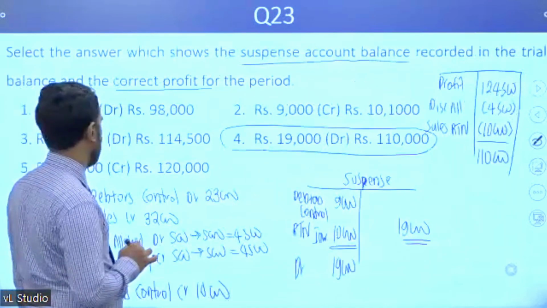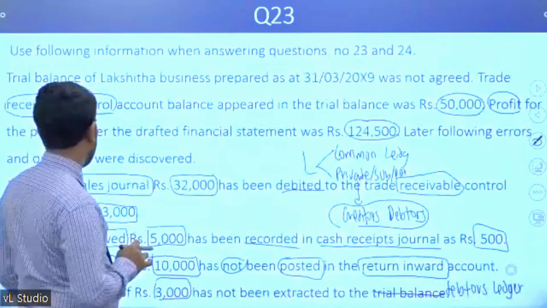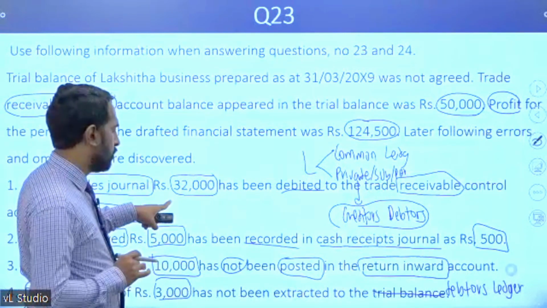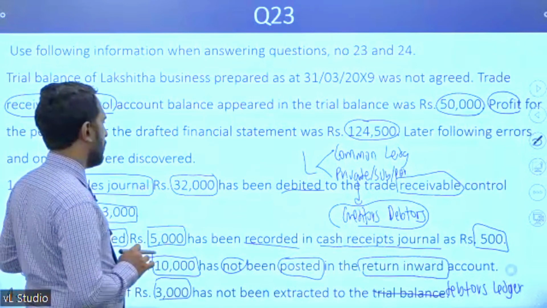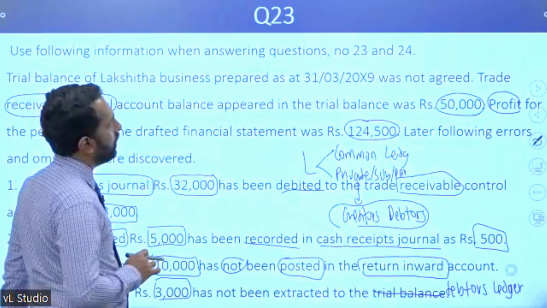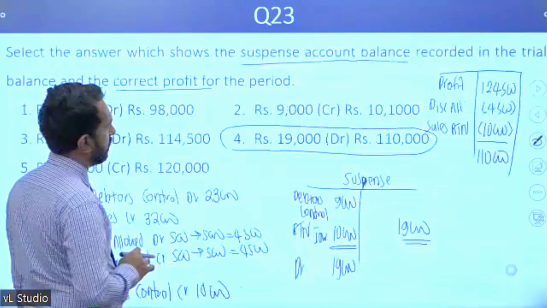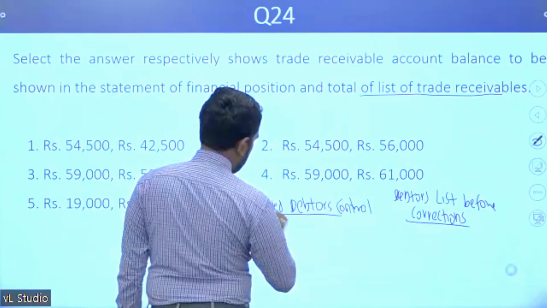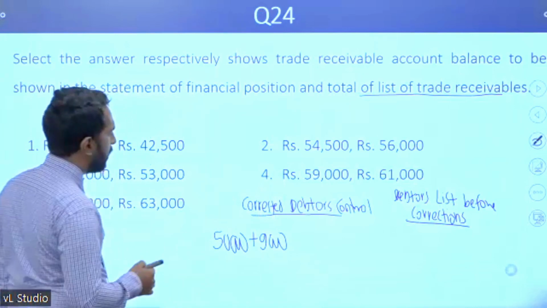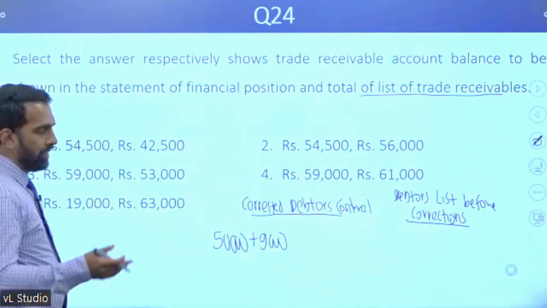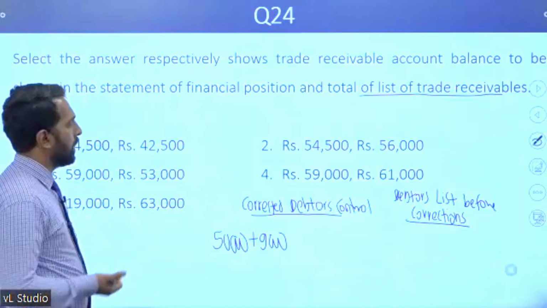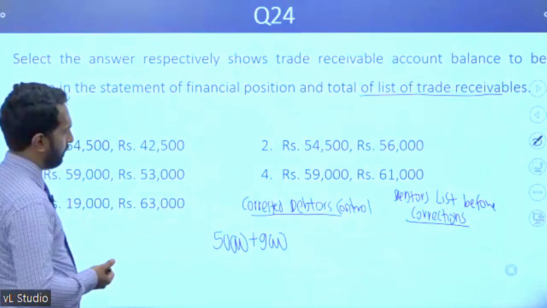We'll take one by one. If you look at the first one, the total of the sales ledger 32 is debited as 23. So 9,000 is to be debited to the debtors control account. So we have to add 9,000 here for that debited amount. Ideally, when you are making a sale, you have to debit, no? They have debited only 23, so adding 9,000.